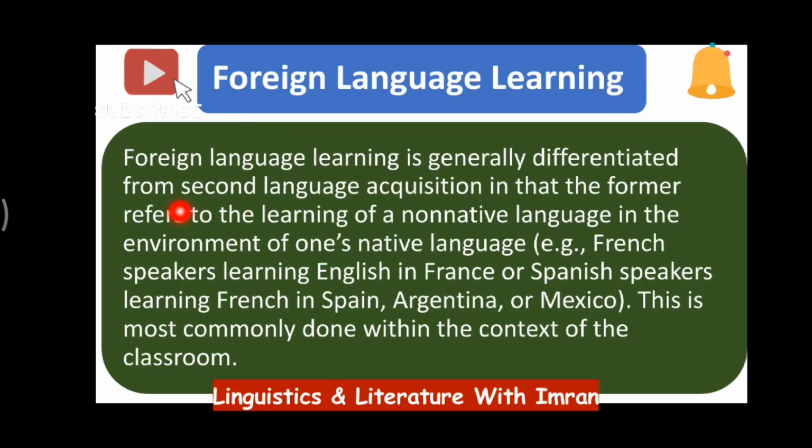Foreign language learning. Foreign language learning is generally differentiated from second language acquisition in that the former refers to the learning of a non-native language in the environment of one's native language. So I won't have the environment. I will learn this foreign language in a non-native environment. For example, a French speaker learning English in France.